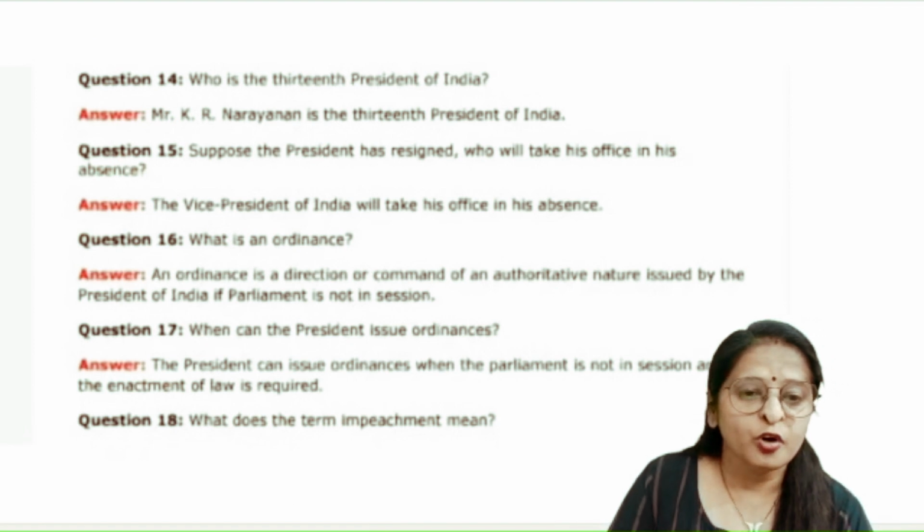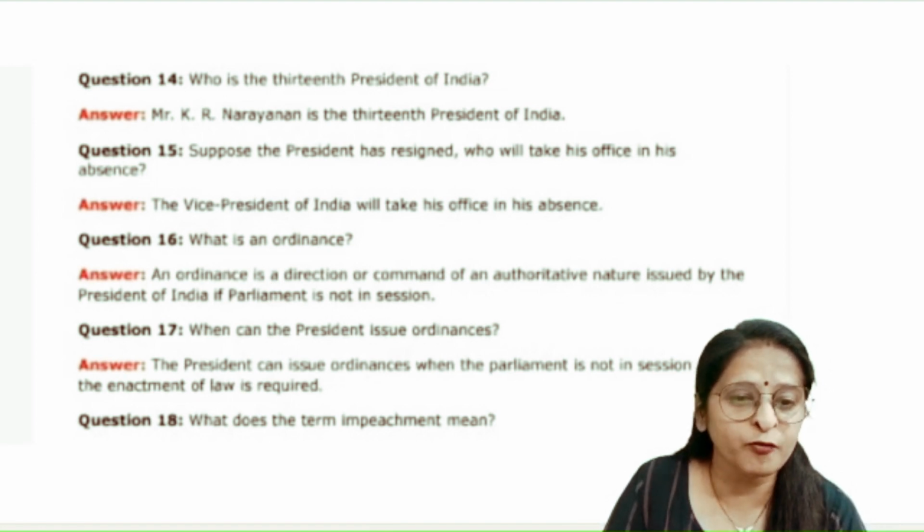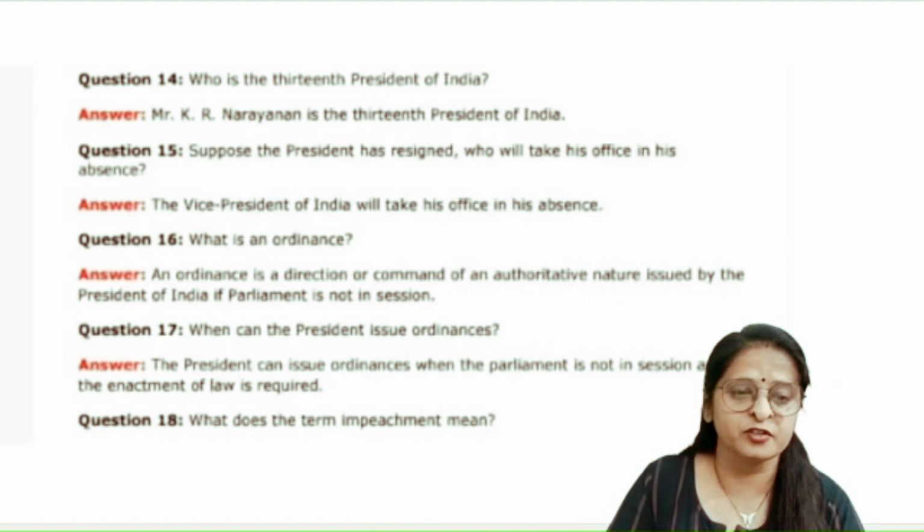Next question, who is the 13th President of India? Mr. K.R. Narayanan is the 13th President of India. Suppose the President has resigned, who will take his office in his absence? The Vice President of India will take his office in his absence.